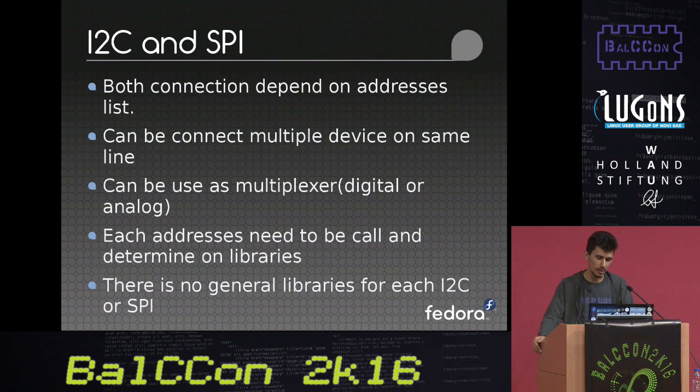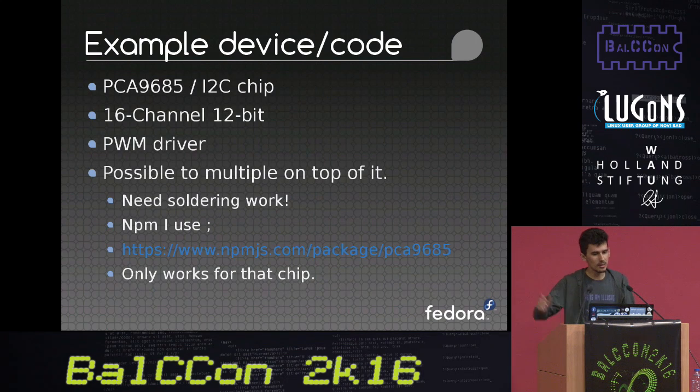As an example, this is a device I used before. It's working on Node.js. It's easy. I checked it myself before I started my project. This one works on I2C. There are 16 channels, and I know what the specification is. It's controlling motors, which is what I use it for. It needs some soldering, needs some work, this is normal.